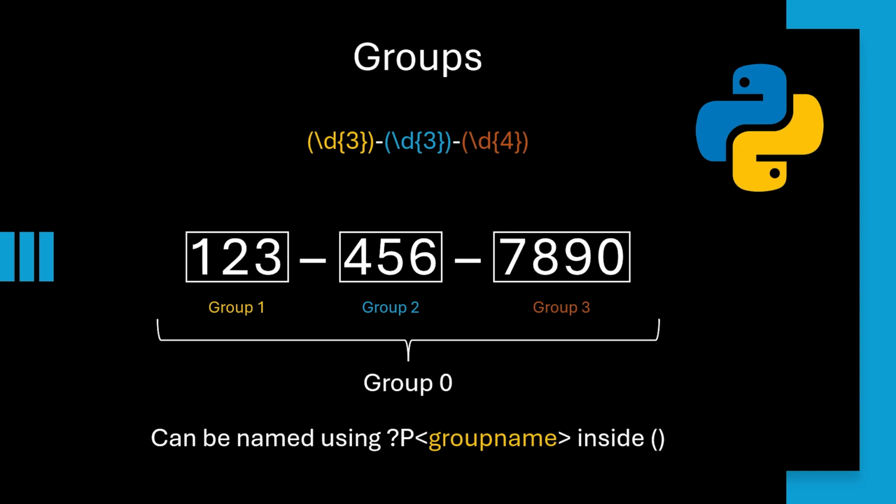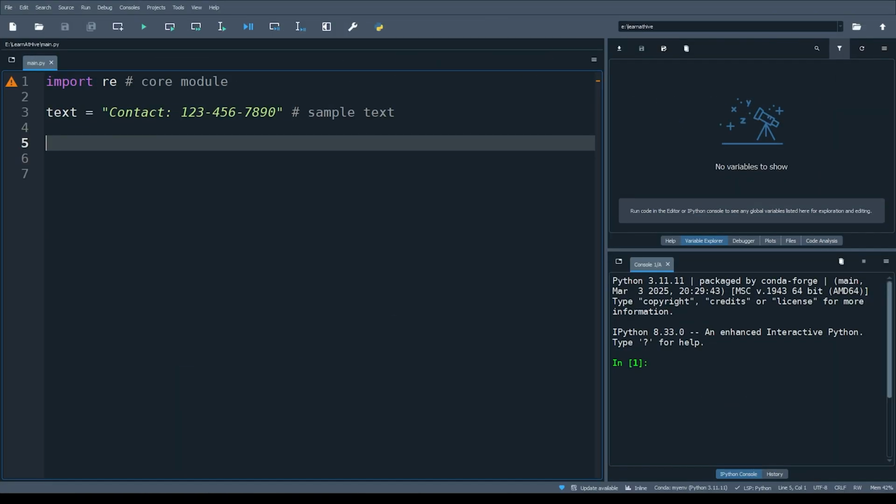You can also name these groups using ?P<group name> inside parentheses, which we will see in code, and you can refer to them, in this example, as area, prefix, and line by name. Let's code and see it. So everyone, our sample text is an Australian phone number. Now we will extract distinct groups from it.